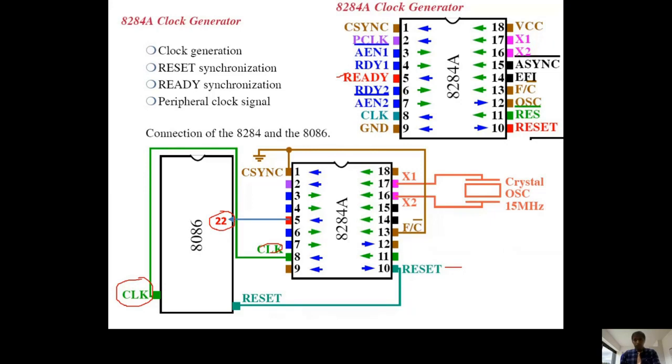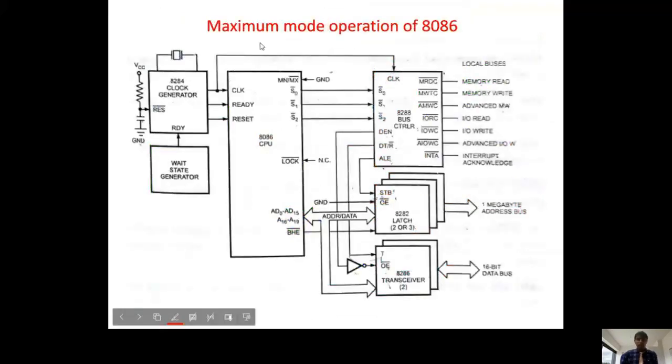Now let us confine ourselves to our topic. Our topic is the maximum mode operation of 8086. So this is the maximum mode diagram. Initially, in the introduction of 8086, I explained that 8086 operates in 2 modes. One is called minimum mode, the other is called maximum mode. In minimum mode all control signals are generated by the processor only, whereas in maximum mode all control signals are generated by an external bus controller. There is an IC called 8288. This 8288 will generate control signals. Like that maximum mode will operate.